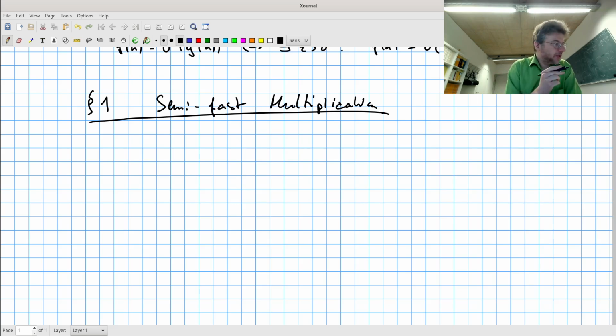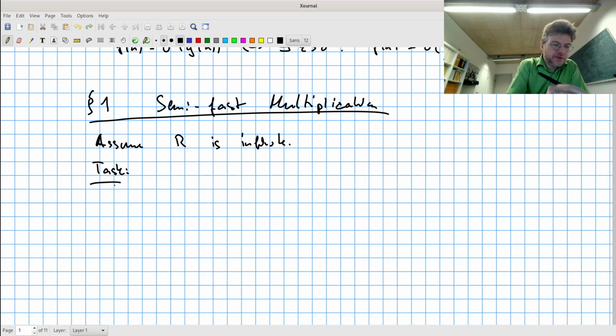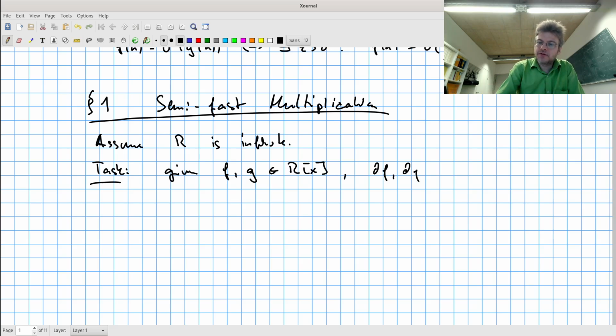So what we will do is, let's say we have a ring, and we say R is a ring, and it's infinite in this section. And the task is, given f and g in R[x], let's say the degree of f and the degree of g is less than n, find the polynomial h, which is defined as the product of f and g.